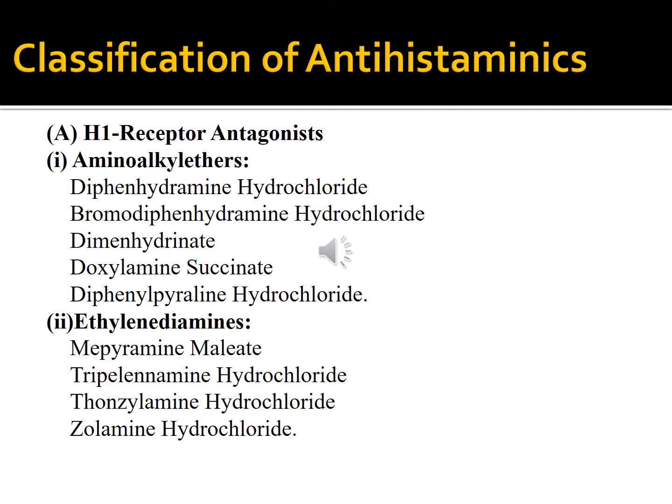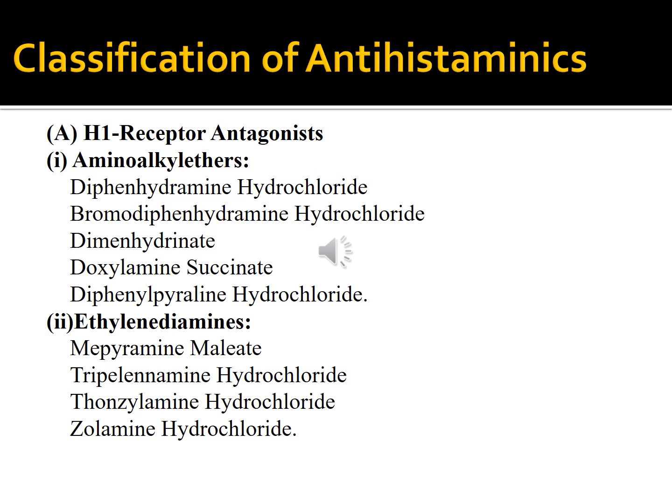Classification of antihistaminic agents. The commonly used antihistaminics may be classified on the basis of their chemical structures. Here, the antihistaminics are classified into two main categories. The first one is H1 receptor antagonist and the second is H2 receptor antagonist. H1 receptor antagonists are also classified into the following categories.